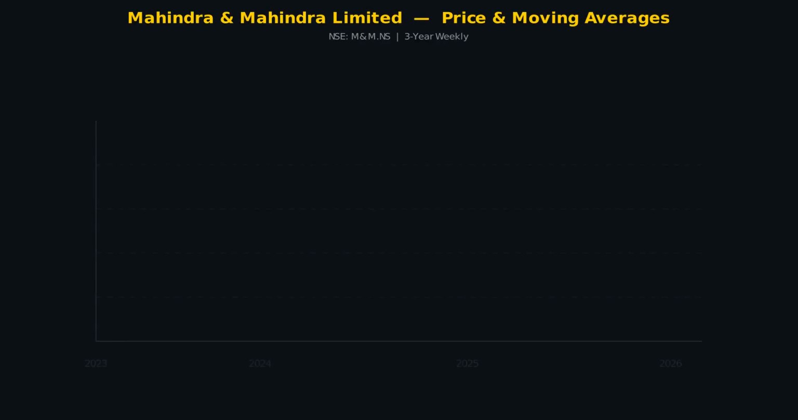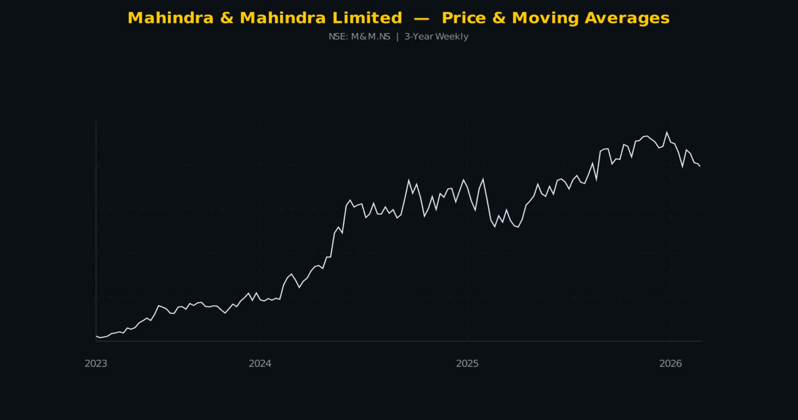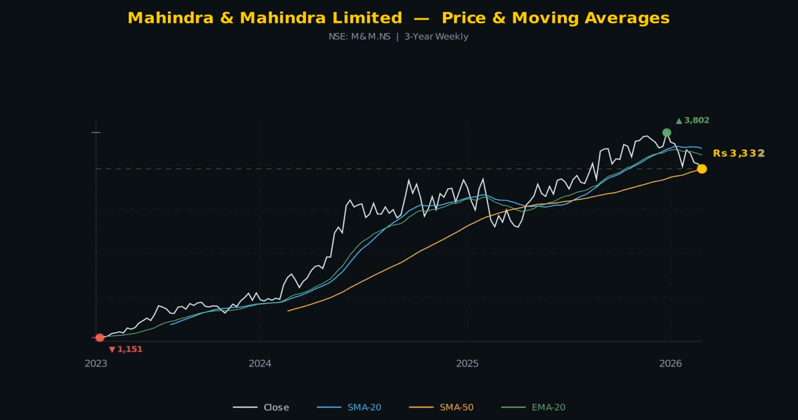Mahindra and Mahindra Limited is currently at Rs 3,332. The SMA 20 is at 3,597, and the SMA 50 is at 3,328. Price is above the 50-period average, indicating a confirmed uptrend. Watch how the moving averages act as dynamic support and resistance throughout the 3 years of price history shown here.